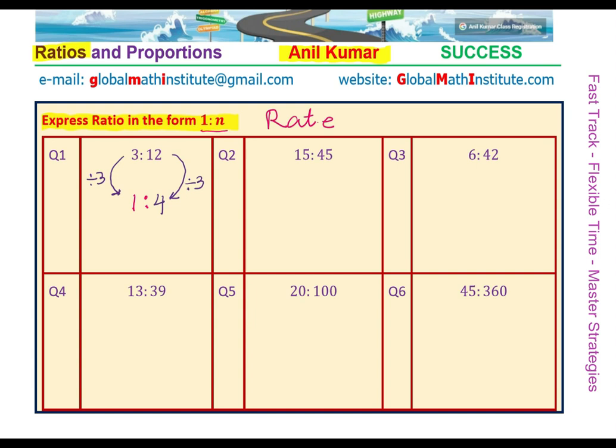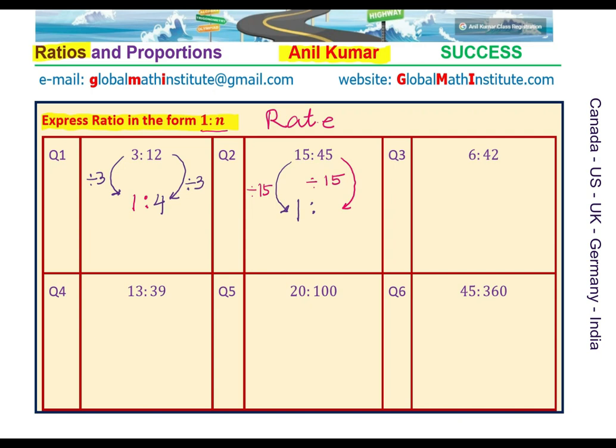Question number two is 15 to 45. Once again, we have to write 15 as 1, so it is 1 is to what? That is the ratio we are looking for. We need to divide 15 by 15 to get 1, and on the other side also we divide by 15. So 45 when divided by 15 is 3, and therefore this ratio is 1 is to 3.